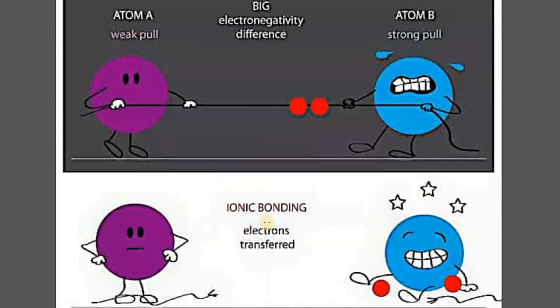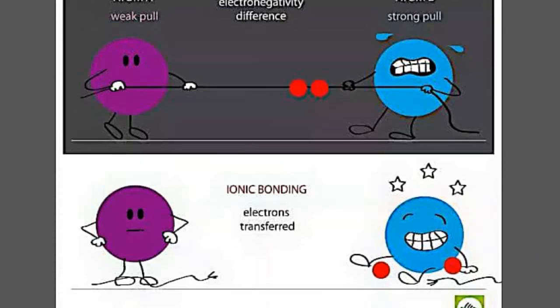In the case of an ionic bond, you will find that electron transfer takes place. One atom transfers the electron to the other atom, and the other one completely accepts and receives it.